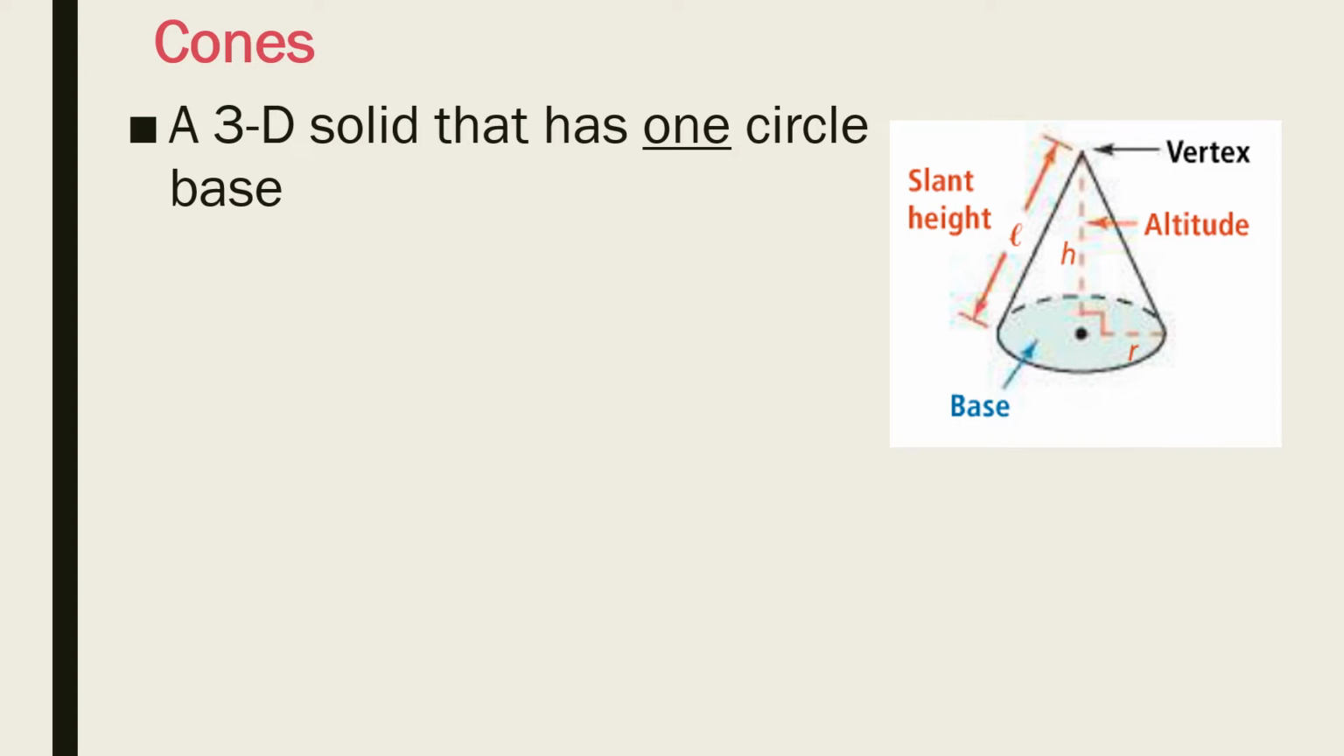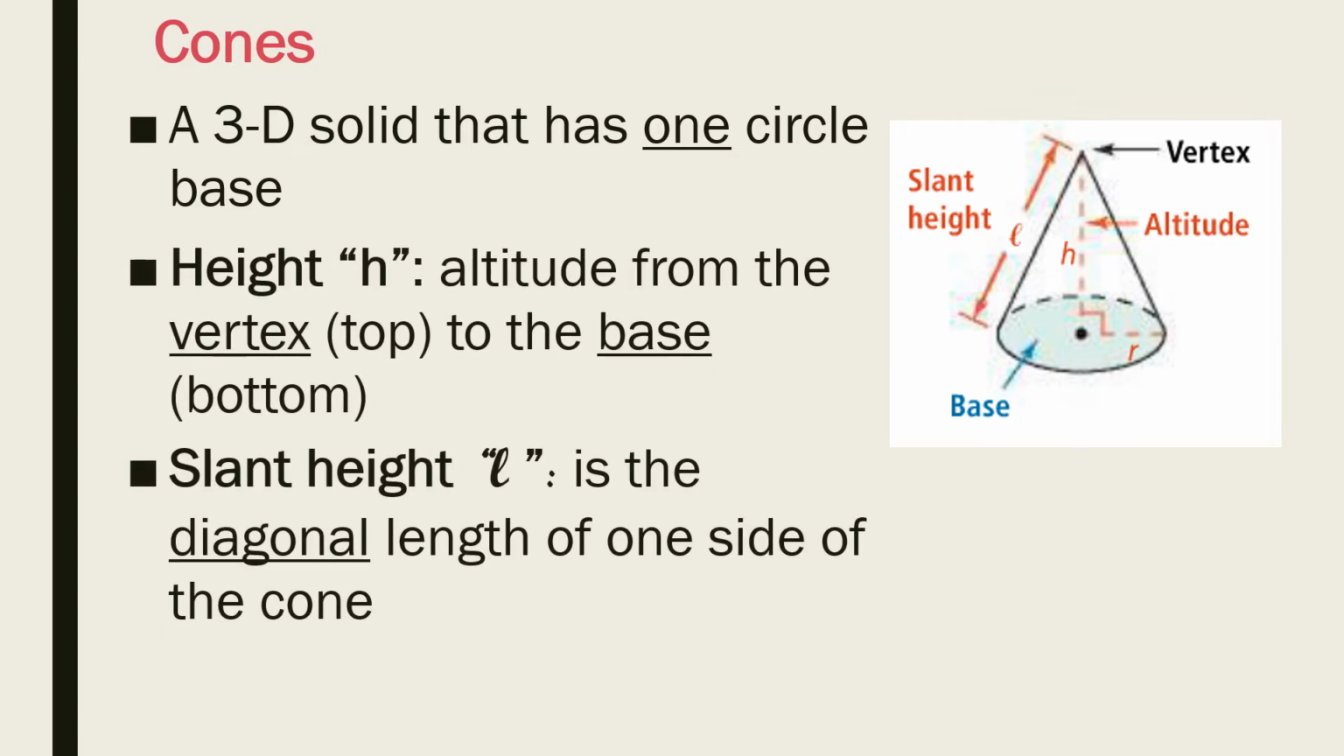Okay, so a cone is very similar to a pyramid, but just like cylinders and prisms, a cone is a 3D solid that has one circular base, right? So instead of having a polygon for a base, we just have a circle, but all of the words are essentially the same. So the height is again going to be the altitude from the vertex down to the base, and then the slant height again is going to be the diagonal length of the side of the cone. So this is very, very similar, right? The slant height here is essentially the same as the slant height on a pyramid. It's just one singular curved side altogether.